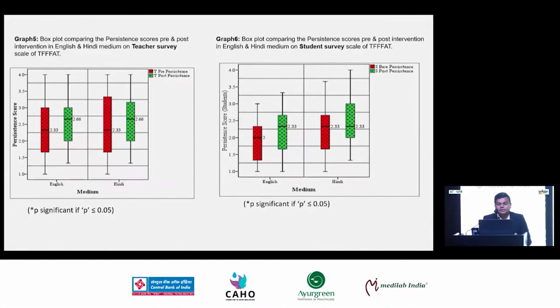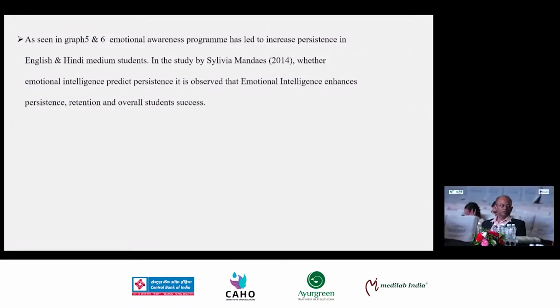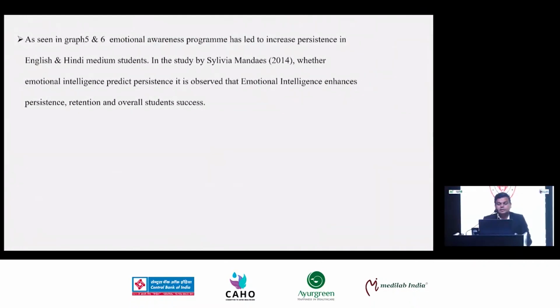Graph 5 and graph 6 show the persistence scores in teacher and student survey, which show that there is an increase in persistence score, and this result was supported by Sylvia Mendeles 2014, whether emotional intelligence predicts persistence. It is observed that emotional intelligence enhances persistence, retention, and overall student success.